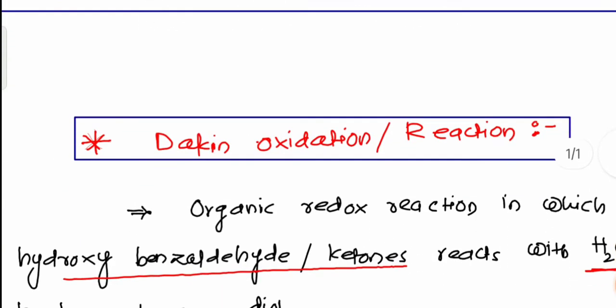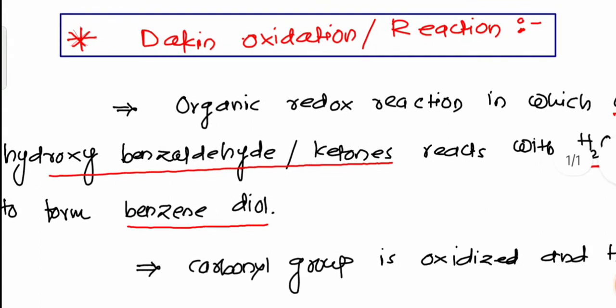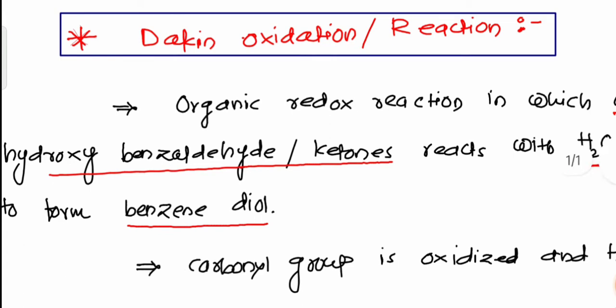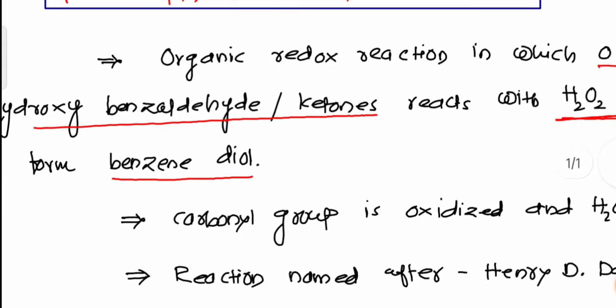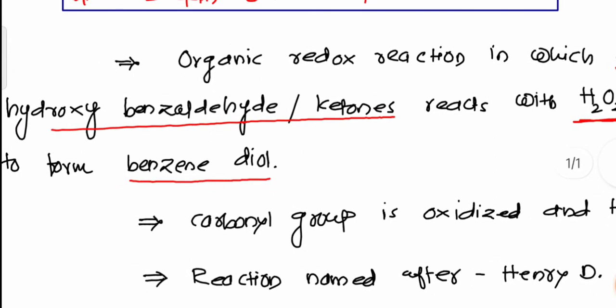So let's start with the first reaction, that is called the Dakin reaction, or also called the Dakin oxidation reaction. Now this reaction is a kind of oxidation. The requirement for this reaction is a para or ortho hydroxy carbonyl compound, either an aldehyde or a ketone. That will react with hydrogen peroxide in a base or an alkali to form a diol. Benzene diol will be the product.